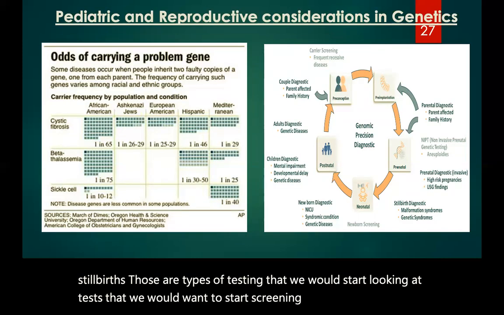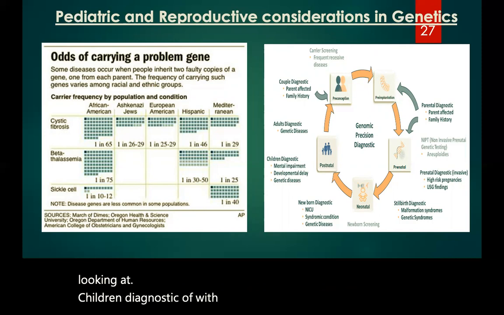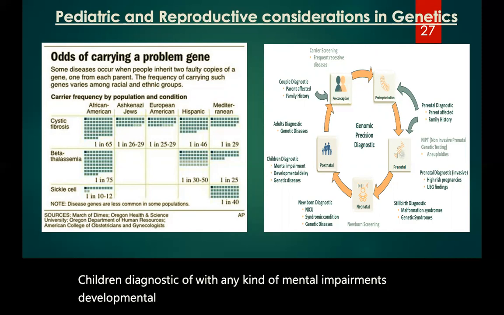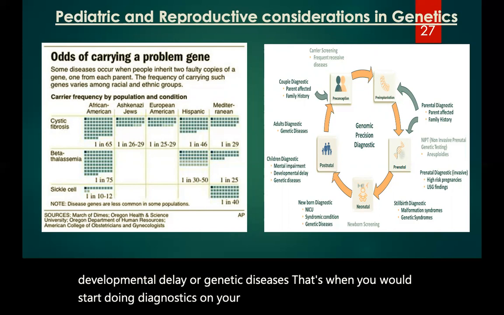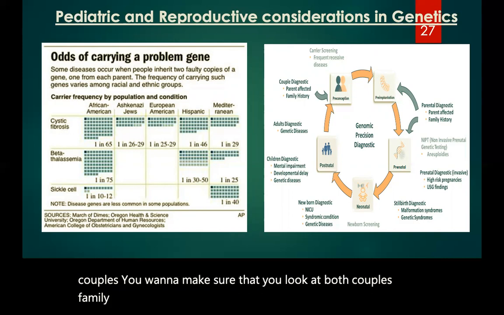In postnatal, you're looking at children diagnosed with any kind of mental impairments, developmental delay, or genetic diseases. That's when you would start doing diagnostics on your children. And of course, in terms of couples, you want to make sure that you look at both partners' family history and whether either of the parents is affected by any kind of genetic disease.